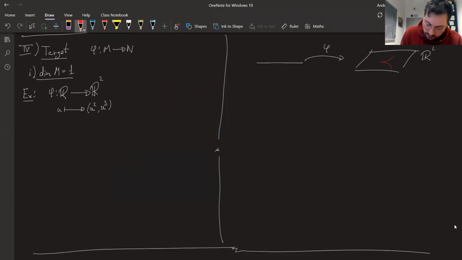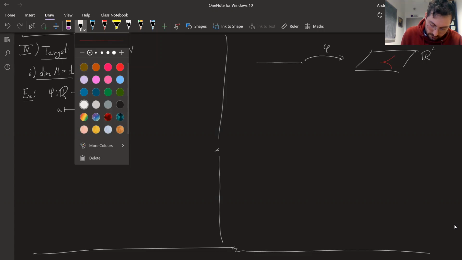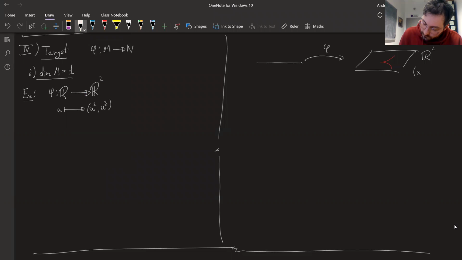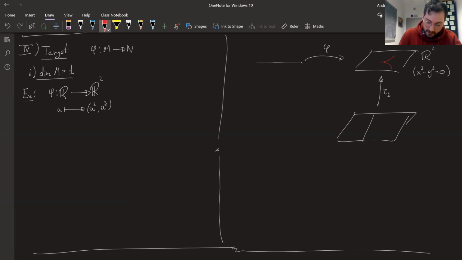x cubed minus y squared equals 0. So the idea is to transform this curve into a non-singular curve. So what we're going to do is start by blowing up the point here. And we're going to define the blowing up of the point, so we're going to have an exceptional divisor. And then I claim that this curve is going to become, if you know resolution of the cusp, you probably know this by heart, but let me just point it out.